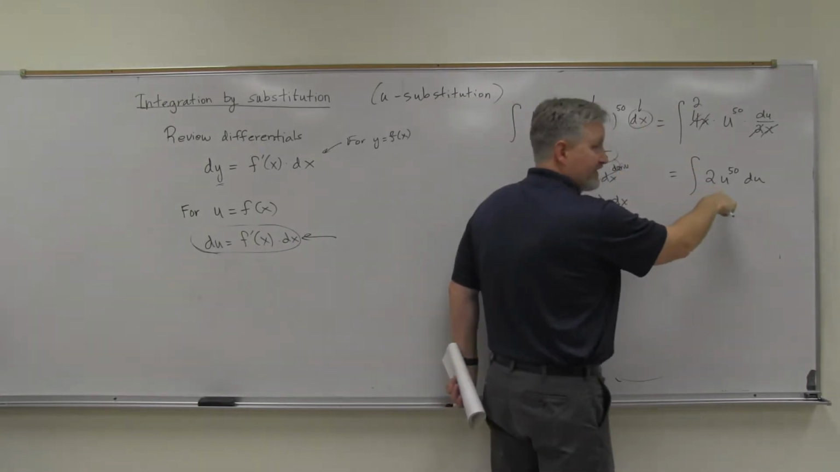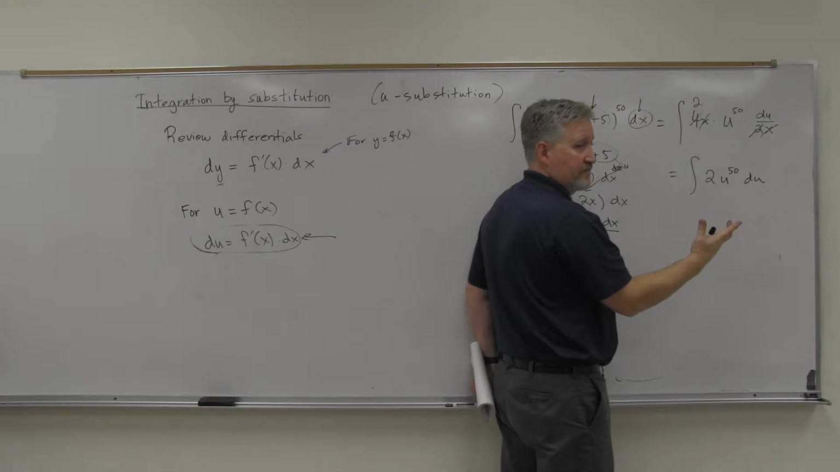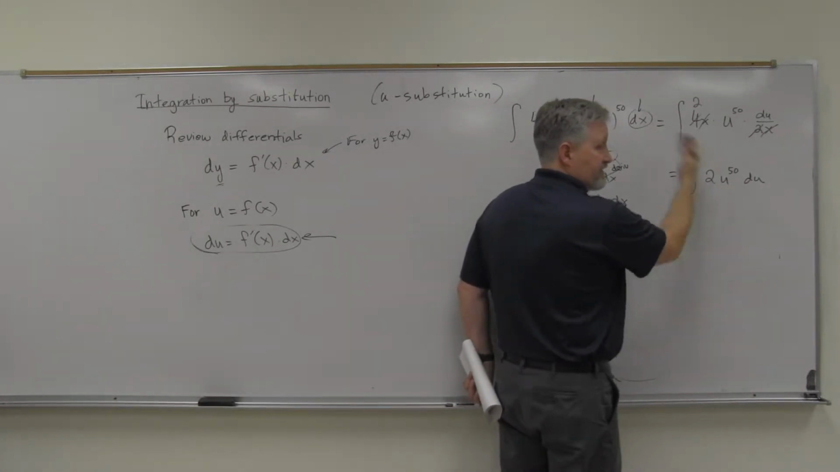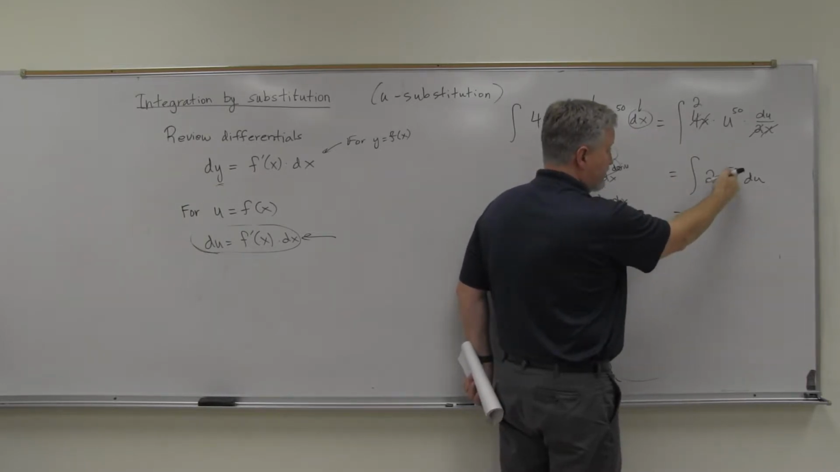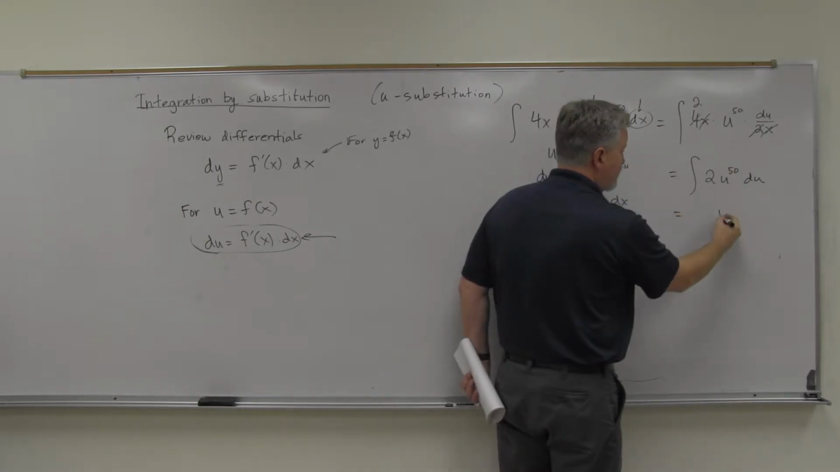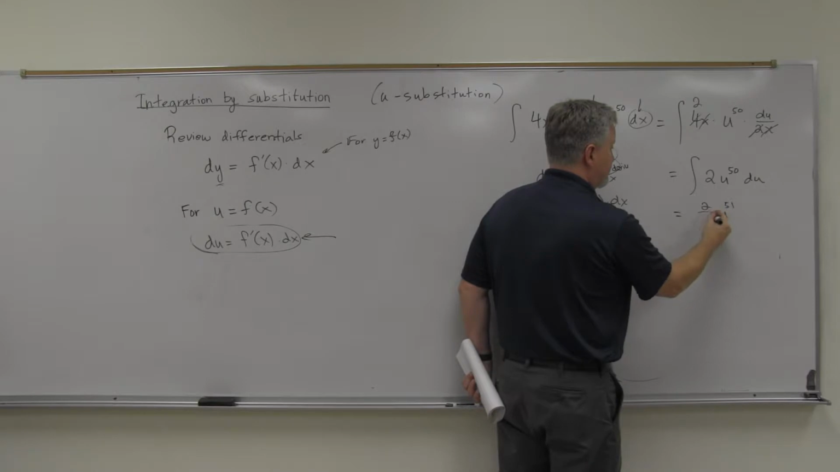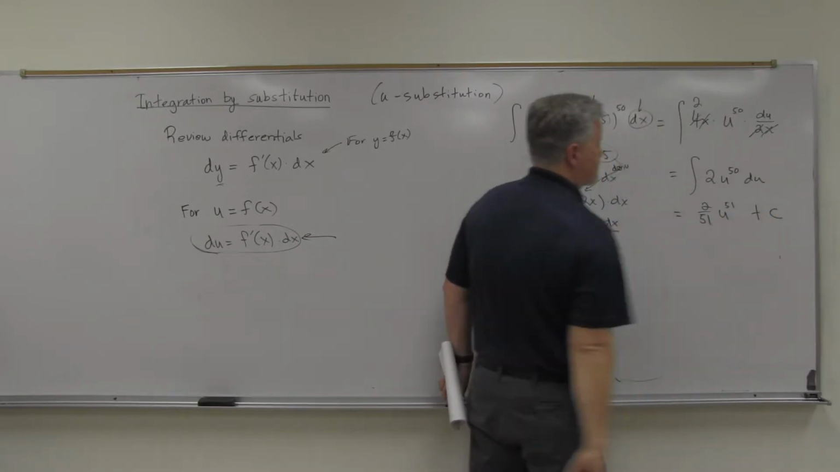However, now, that's just a number times the variable to the power. That's just the antiderivative power rule, right? This integral is much nicer than what we started with, for obvious reasons. I can just do the antiderivative power rule, can't I? Add 1, that'll be u to the 51, and so I divide the 2 by the 51. And since it's indefinite, add the plus c here.